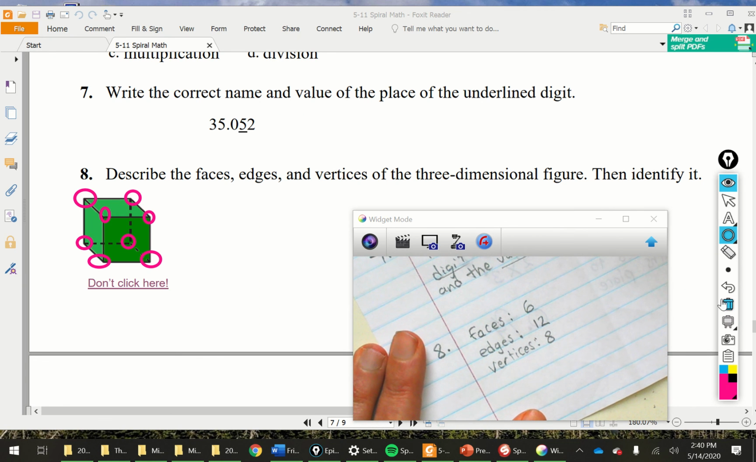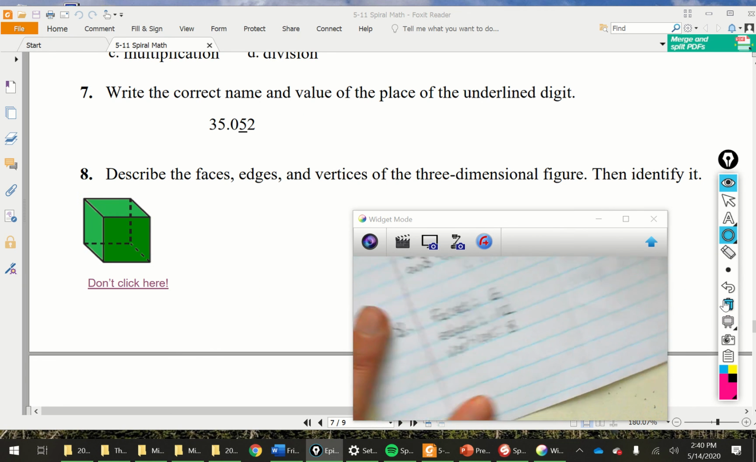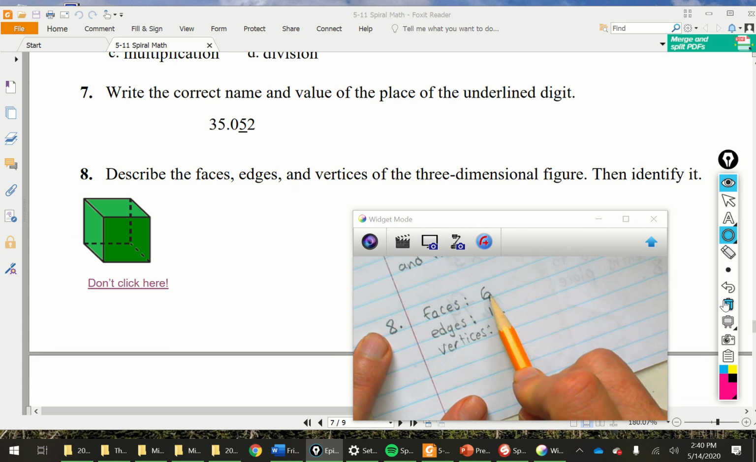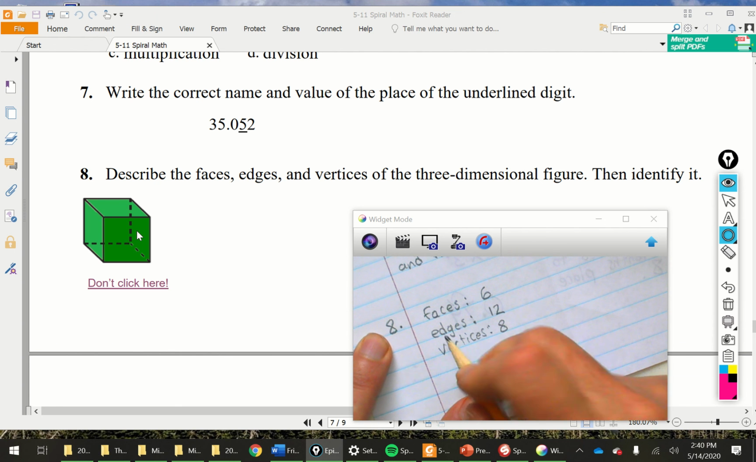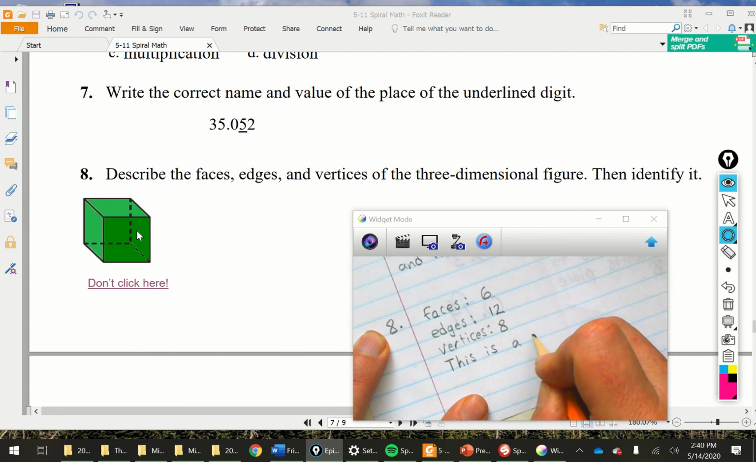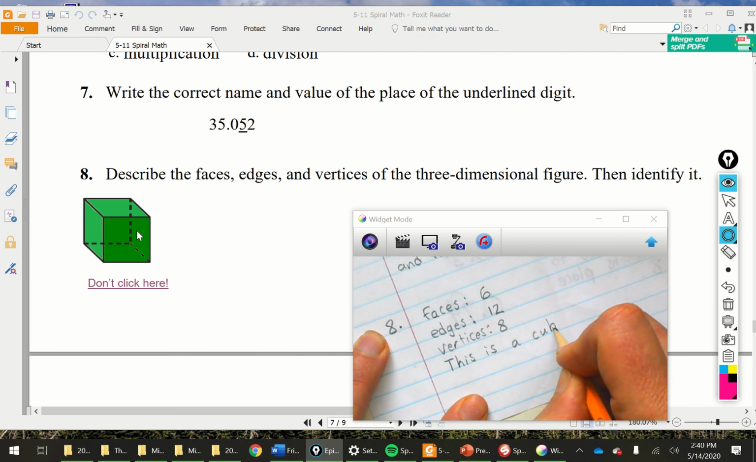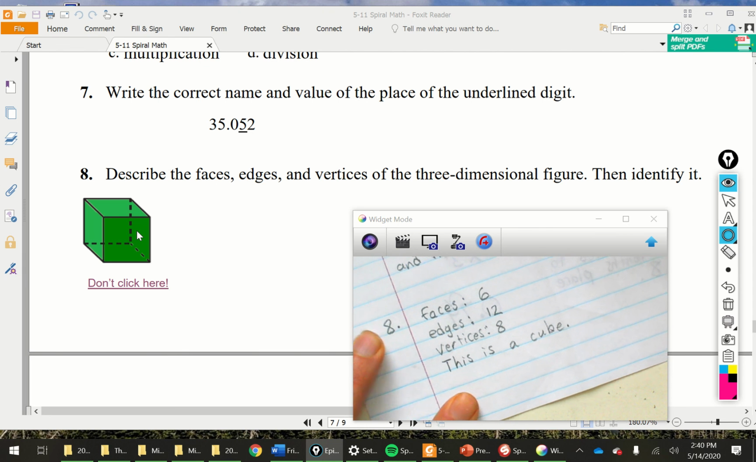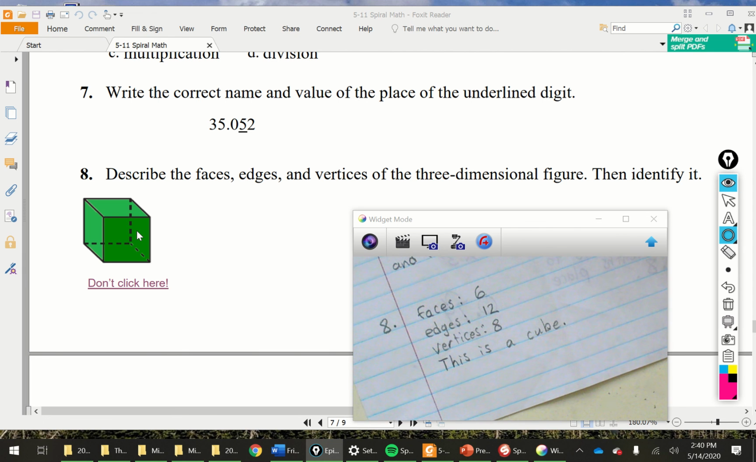Okay, the final thing I'm going to do is identify this. Well, I know that a figure that has 6 faces and 12 edges and 8 vertices, and every single one of the faces are exactly congruent, that means that this is a cube. It is a rectangular prism also, but more specifically, because all the faces are squares, it is a cube.